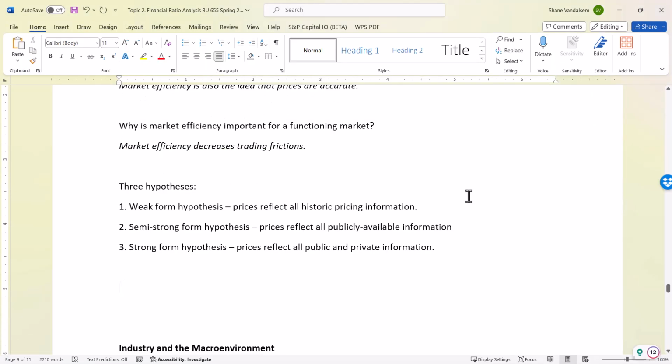So we have these three hypotheses, and in general, academics tend to favor the semi-strong form hypothesis. We know that the market is not strong form efficient, okay? Because you can earn excess returns if you have insider information and you're trading on it, which is illegal, so please don't do that.